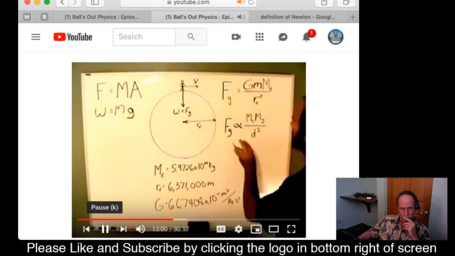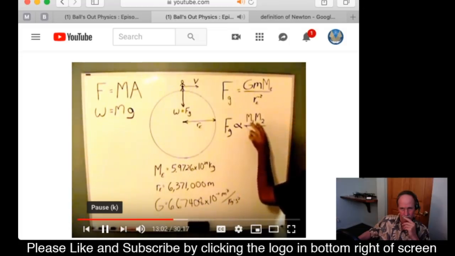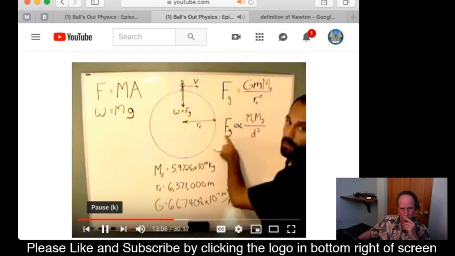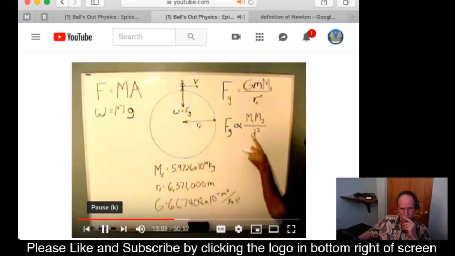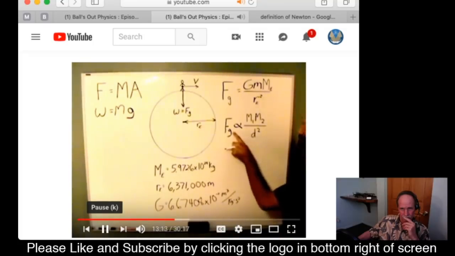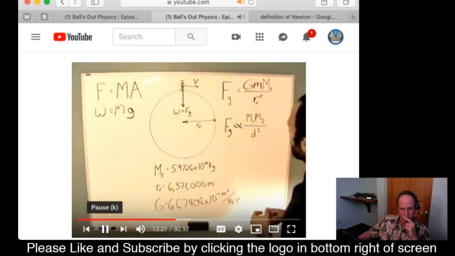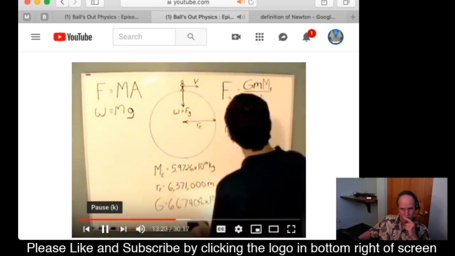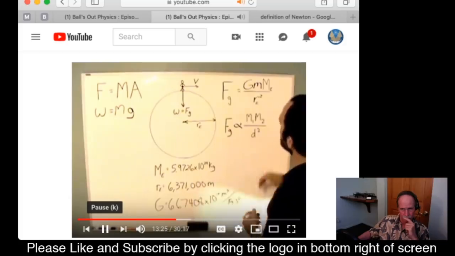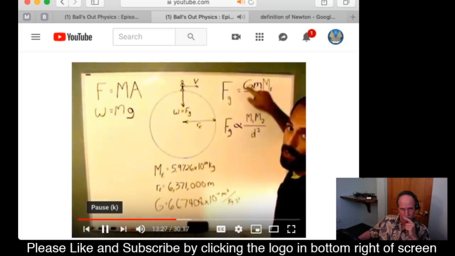So what this means is, if either one of these masses go up, or both of them go up, the force of gravity also goes up. But as the distance between them increases, the force of gravity goes down. And as you can see, this is square, so distance plays a big part here. So he eventually proposed that he needed this big G up here, this gravitational constant.